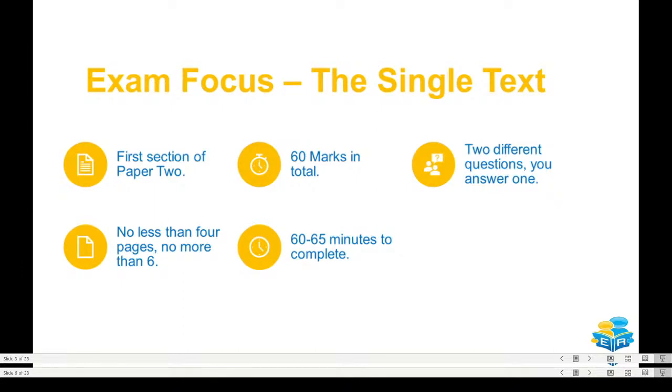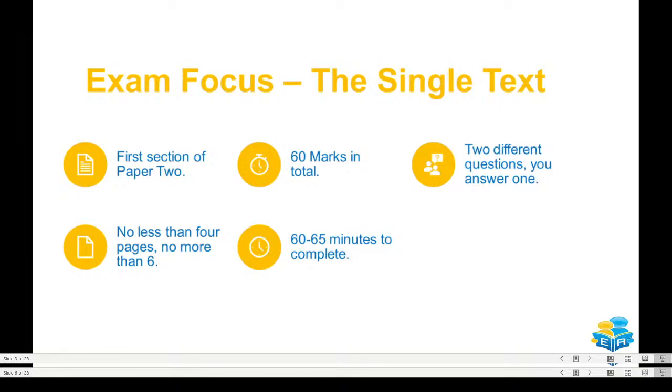There are two different questions. Traditionally, the first one would have been the literary question, so option one would have been looking at theme, character, plot, etc. And then the second option, dramatic techniques. But either way, you do have the option of two different single text questions on Lear.